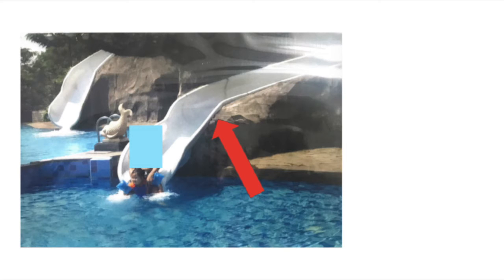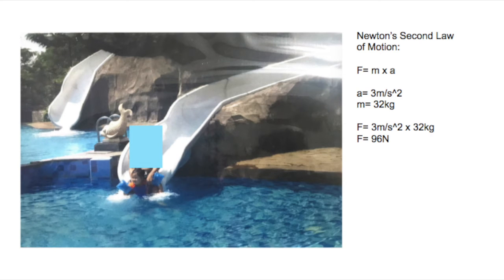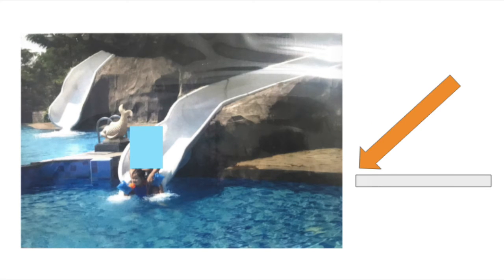First of all, we can see a slide, and as we can see, I was going down the slide. To determine Newton's second law of motion, as in F = m × a, let's assume the acceleration is 3 meters per second squared, and my mass in that picture is 32 kilograms. So to calculate my force, it would be force equals 3 meters per second squared times 32 kilograms, which results in 96 newtons.